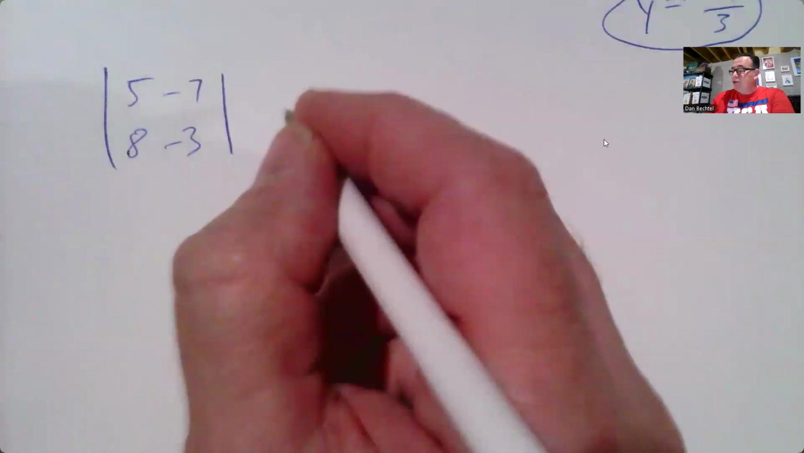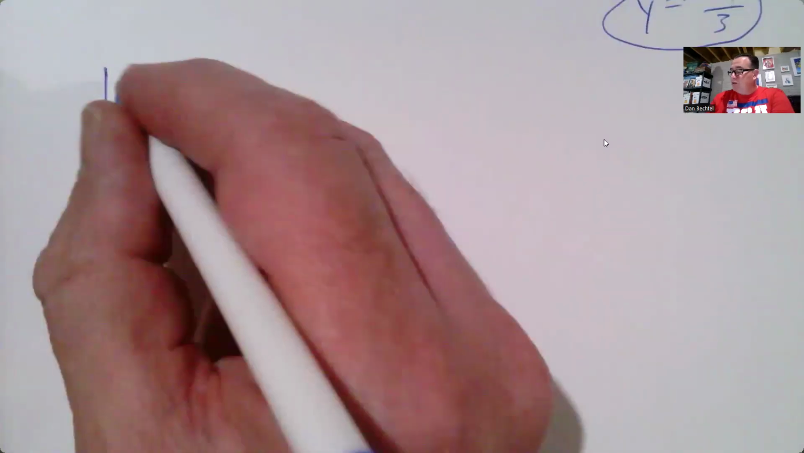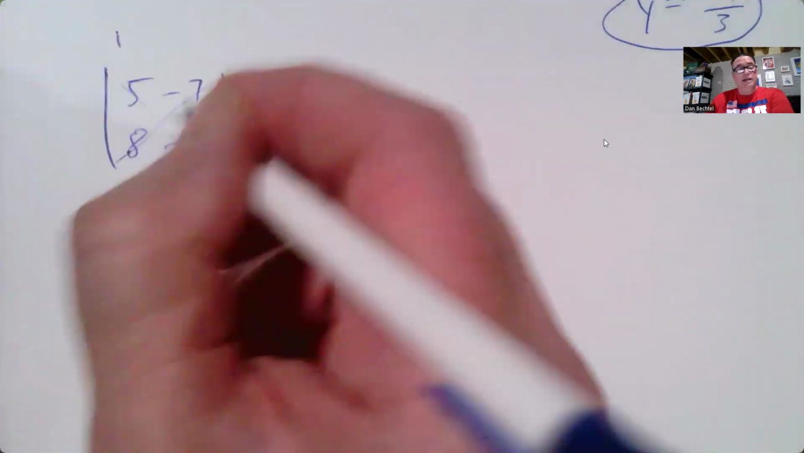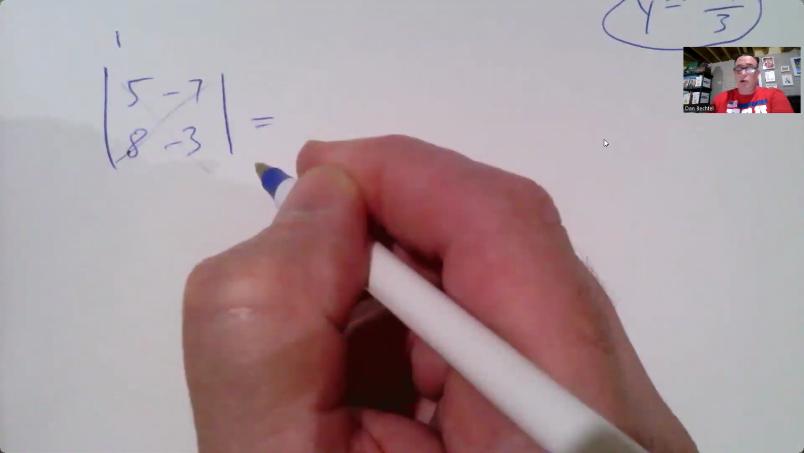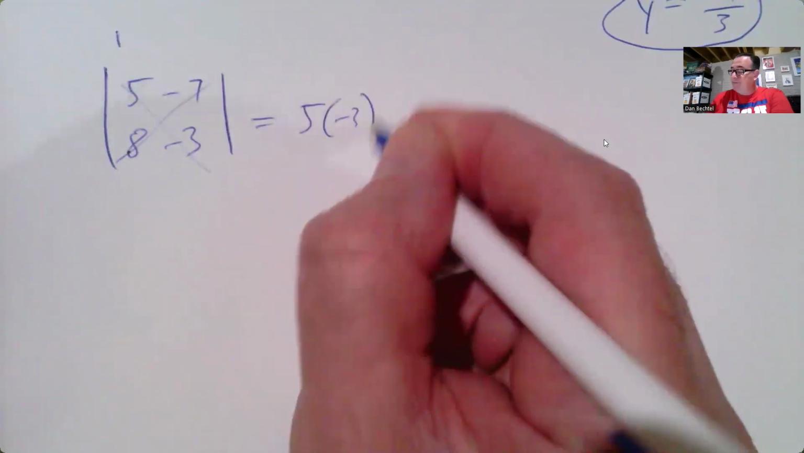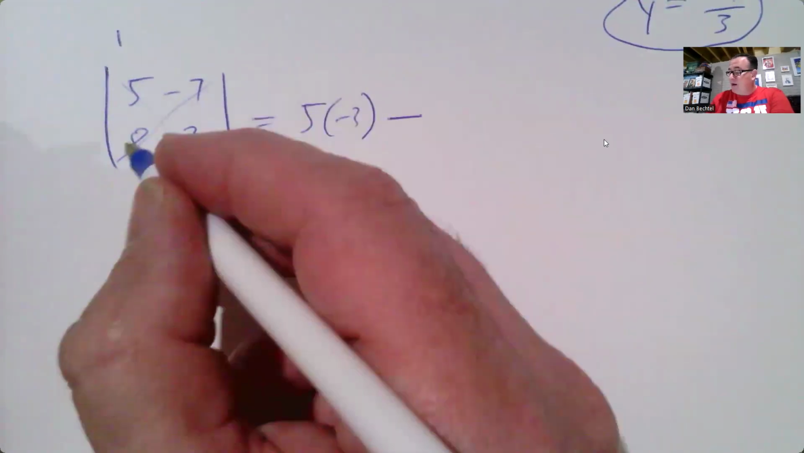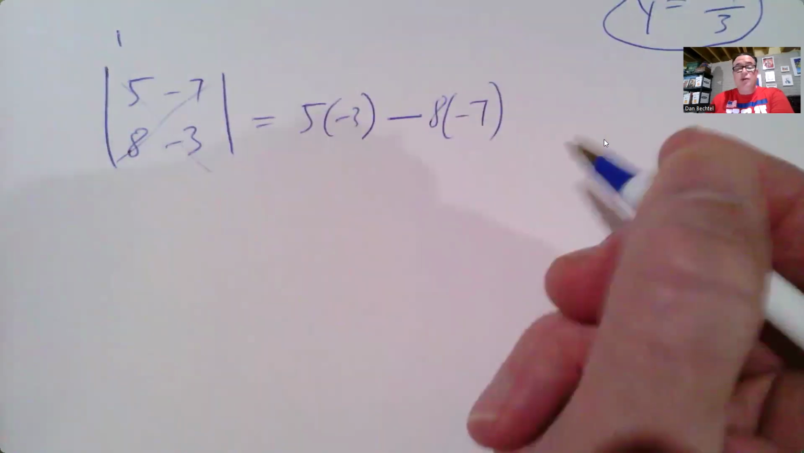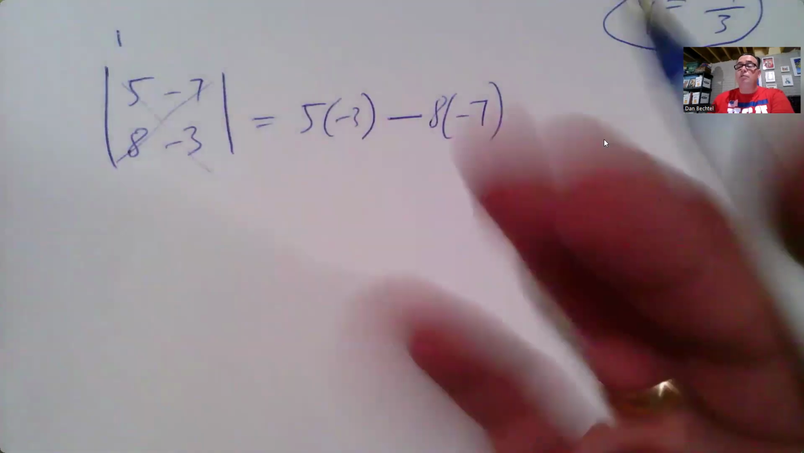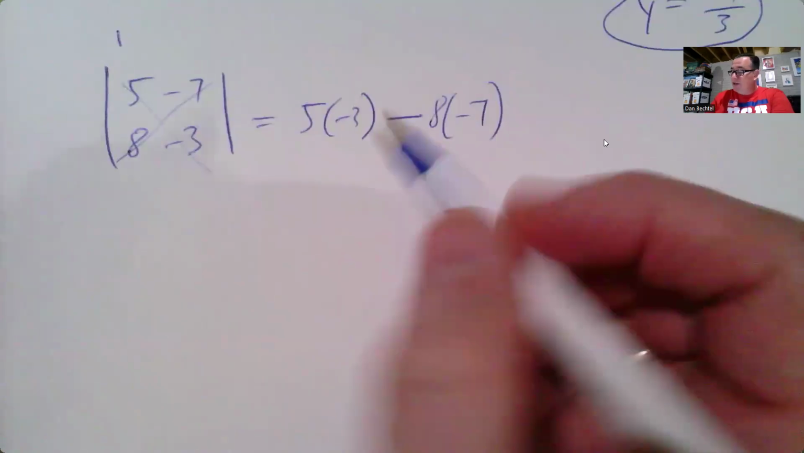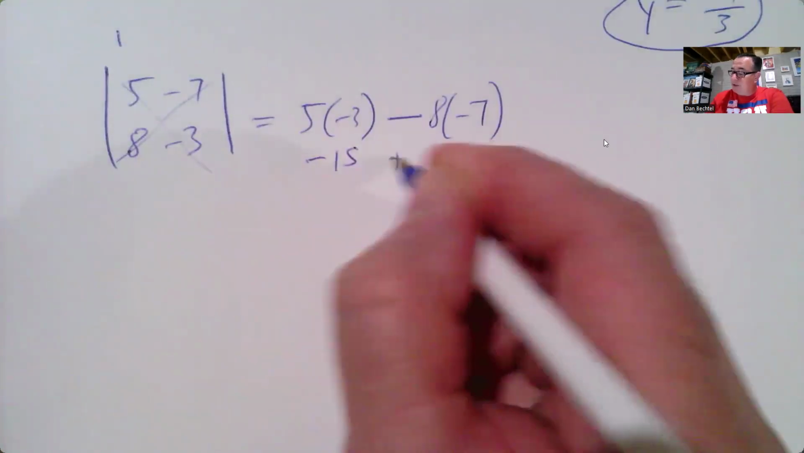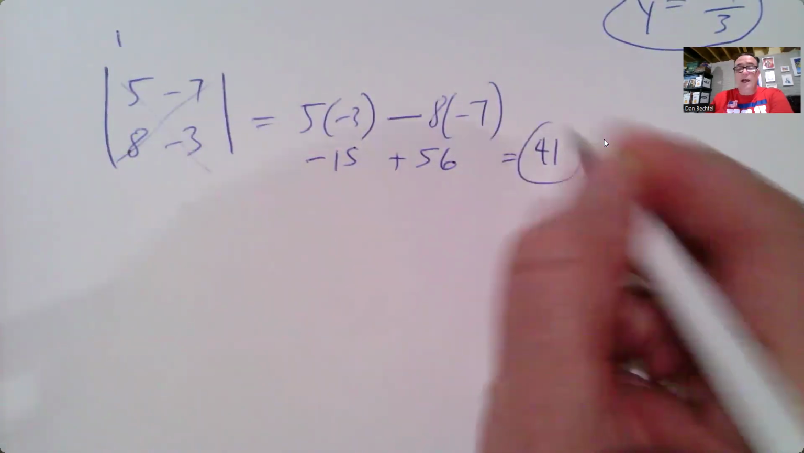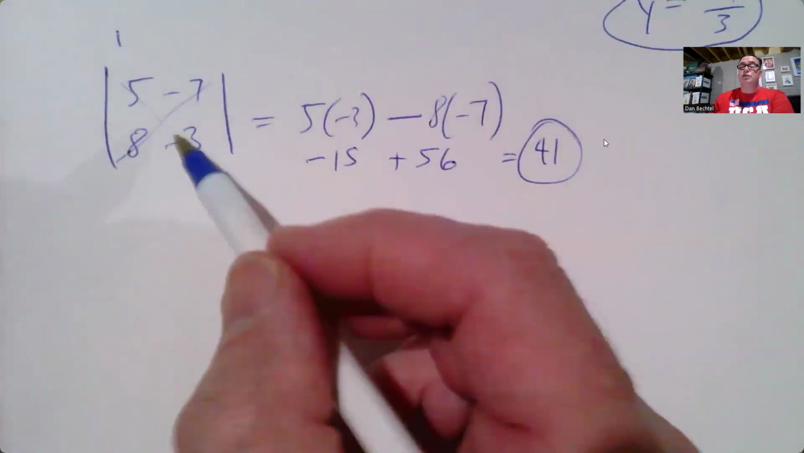What you're doing when it's a 2 by 2 matrix is taking the diagonals, multiplying them, and subtracting. The first one is top left to bottom right. So we do 5 times -3 minus bottom left to top right, 8 times -7. So this is the determinant. The determinant of a matrix is like one number that represents what's happening with all of it. So here, this will be -15 plus 56, and that will give us a positive 41 as our answer for the determinant of that 2 by 2.